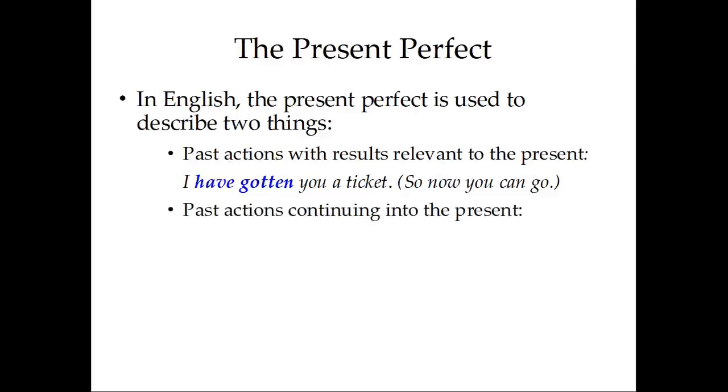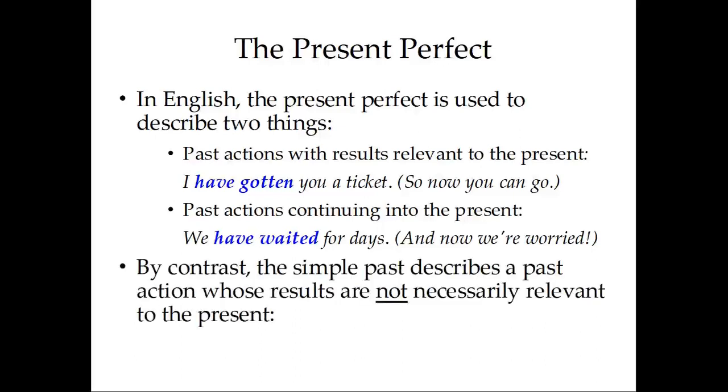We also use the present perfect to describe past actions continuing into the present. Actions that began in the past but are still ongoing. For instance, we have waited for days, and maybe now we're worried. Or more importantly, maybe we're still waiting. That waiting did begin in the past, but it has continued into the present. And here we might use the present perfect in English.